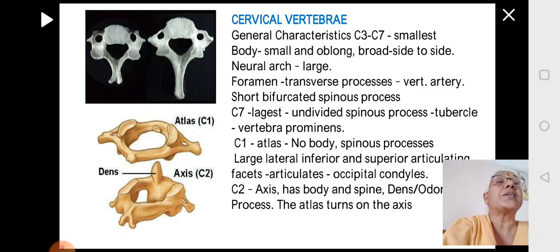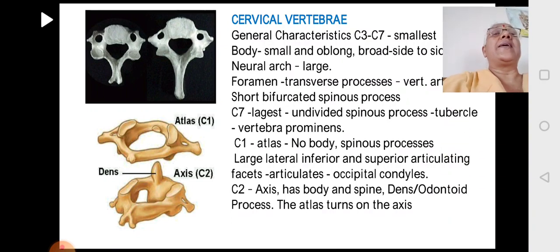That small projection is the projection of this spinous process which is not divided, which is called a tubercle. And the name for this tubercle is vertebra prominens. So what you have to remember: the first cervical vertebra is called the atlas. In the atlas, the body is greatly reduced, the spinous process is greatly reduced, whereas the vertebral arch is very big in size.